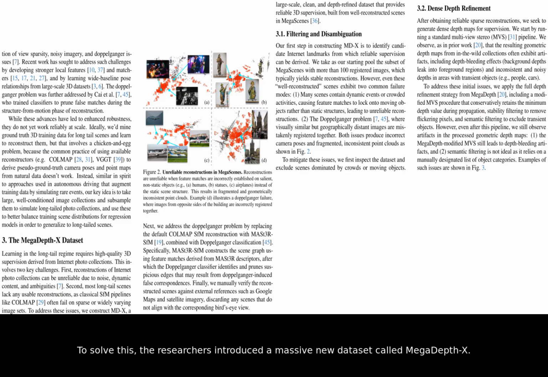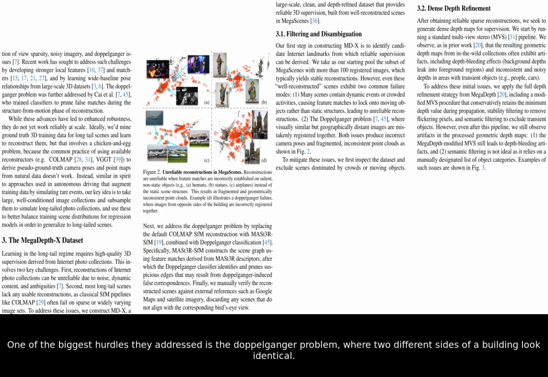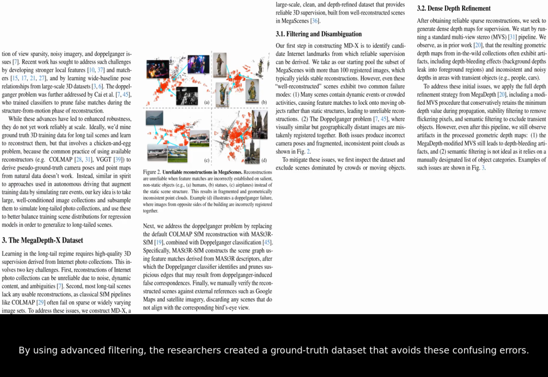To solve this, the researchers introduced a massive new dataset called MegaDepth-X. This dataset is much larger and cleaner than previous versions, providing a better foundation for training AI. One of the biggest hurdles they addressed is the doppelganger problem, where two different sides of a building look identical. By using advanced filtering, the researchers created a ground truth dataset that avoids these confusing errors.